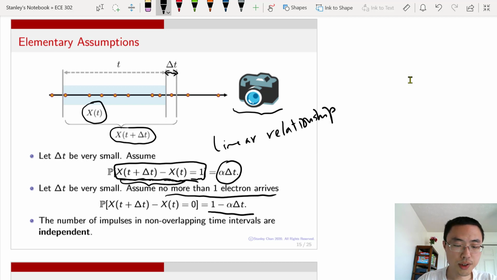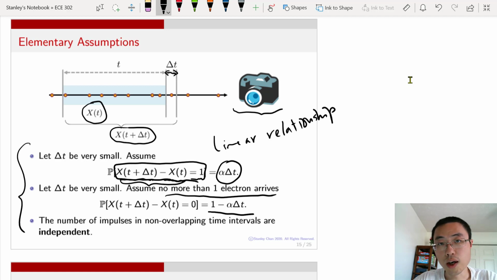The third assumption is that the numbers of photons arriving during non-overlapping time intervals are independent. This is also a very important assumption, because if they are not independent, then the Poisson equation will not hold. Okay, so we will come back to these three assumptions later. But now let's just assume that these three hypotheses hold, and then we want to show that that will automatically lead to the Poisson random variable.